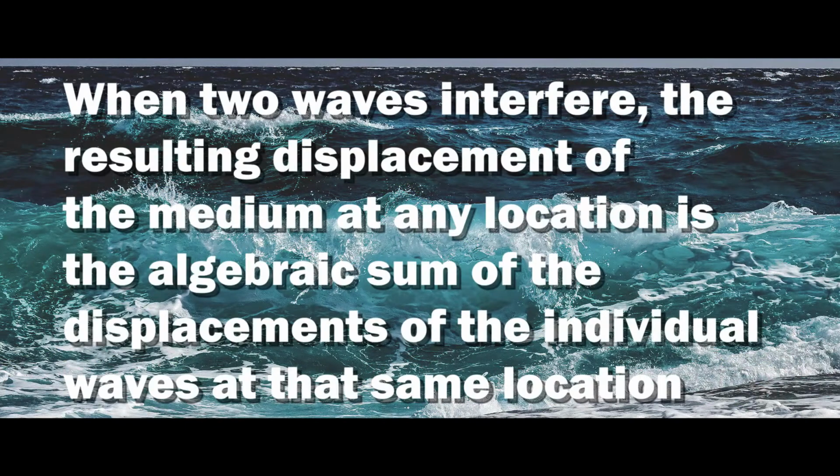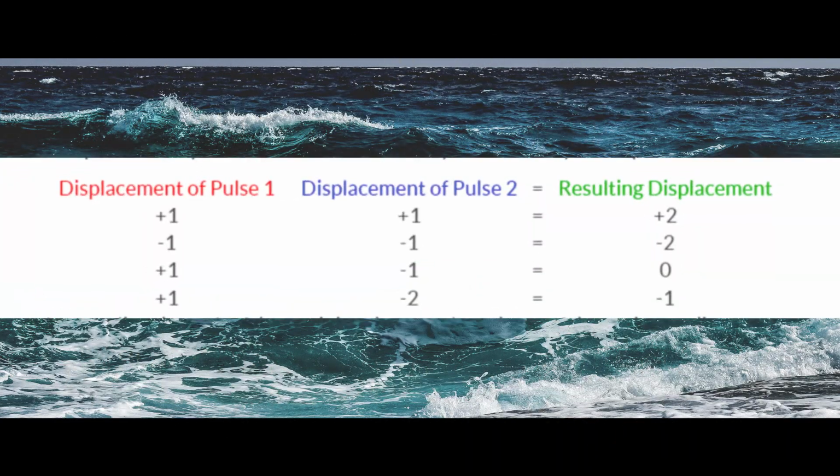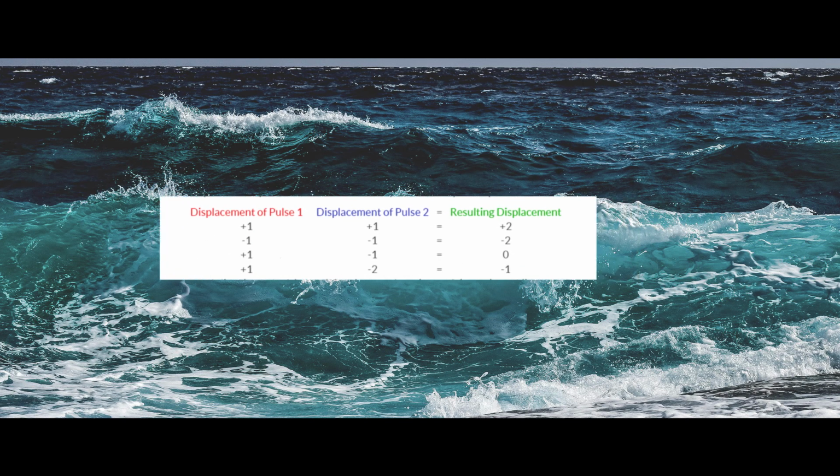The principle of superposition is sometimes stated as, when two waves interfere, the resulting displacement of the medium at any location is the algebraic sum of the displacement of the individual waves at that same location. Summing the individual displacements for locations of complete overlap was made out to be an easy task, as easy as simple arithmetic. So we have here the displacement of pulse 1 and the displacement of pulse 2. We have 1 plus 1 is equal to positive 2, and negative 1 plus negative 1 is equal to negative 2. That is in the case of constructive interference. For positive 1 and negative 1, that results to 0, and positive 1 plus negative 2 is equal to negative 1. That is destructive interference.